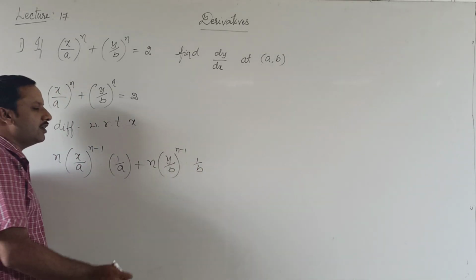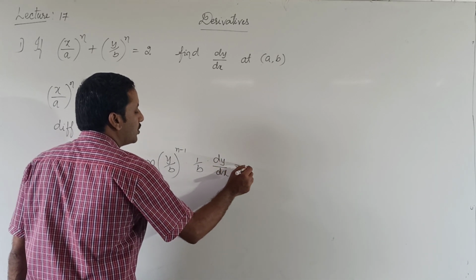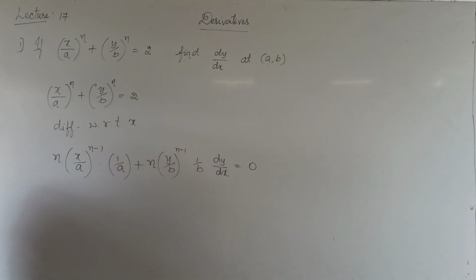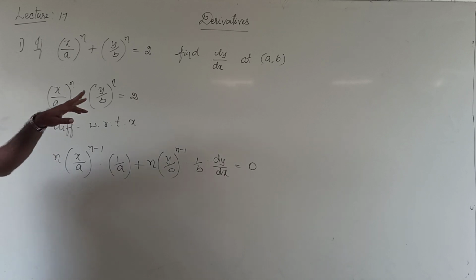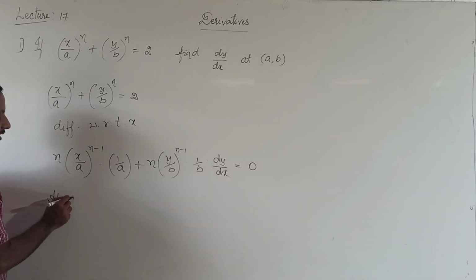Now I write the derivative of y. Derivative of y is dy by dx. On the RHS we have 2, so its derivative will be equal to 0. Now, what do we want? We want dy by dx at (a, b). So put x equal to a and y equal to b and let us see what happens.